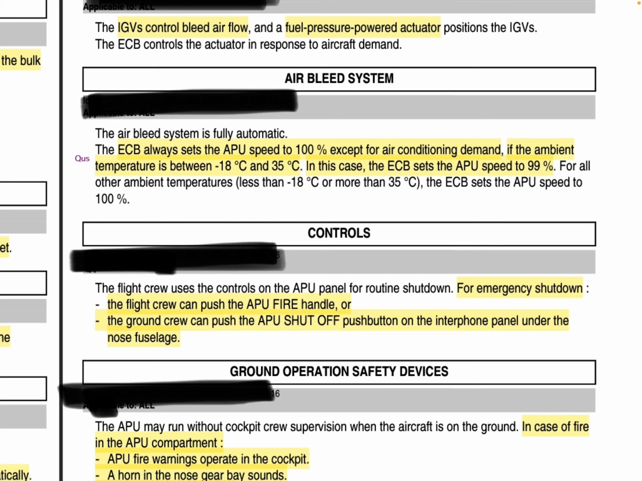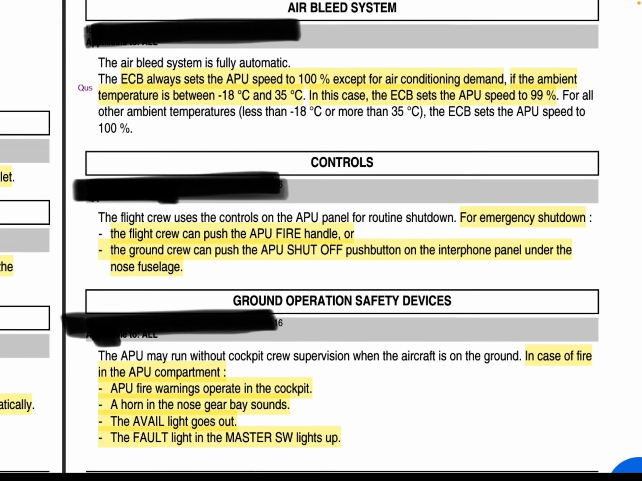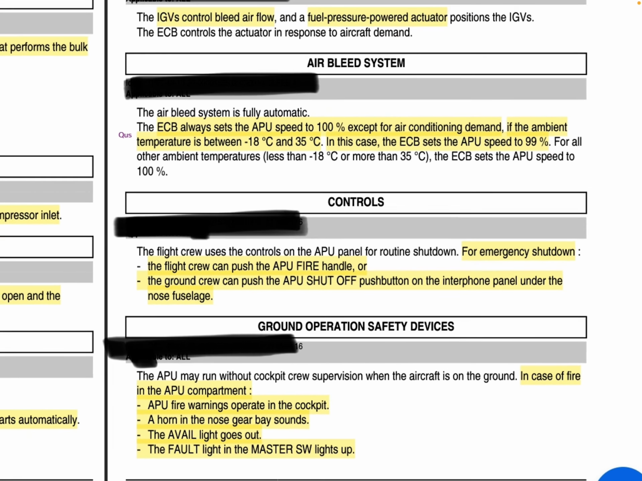For all other temperatures except this range, APU runs at 100%. Air bleed is done. Now controls, where we have controls of APU. In normal conditions, to start and shut down, we have a panel on the lower overhead panel.